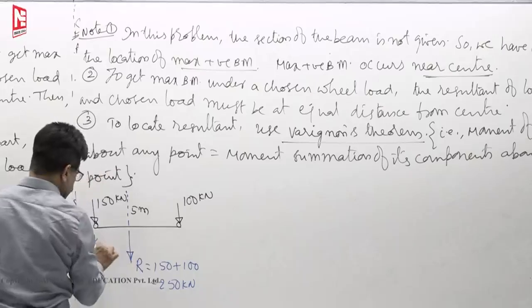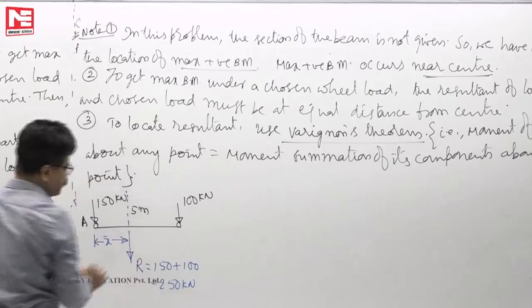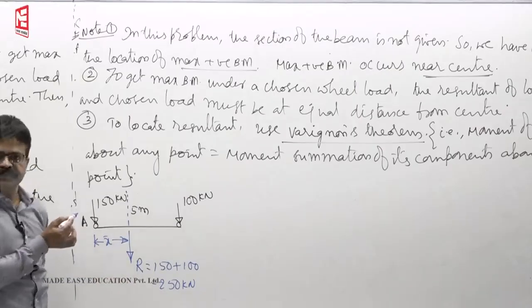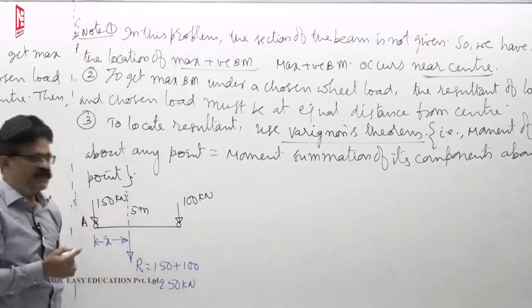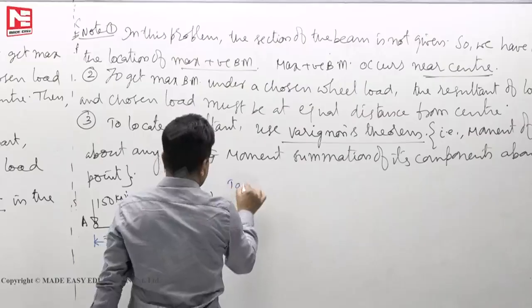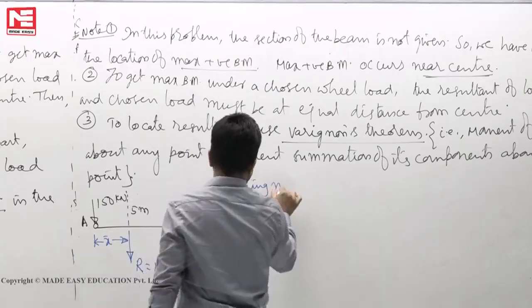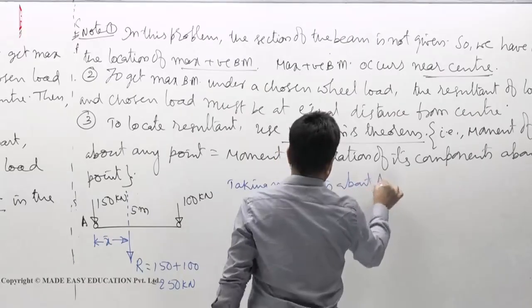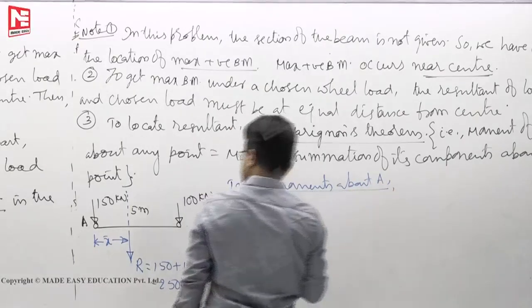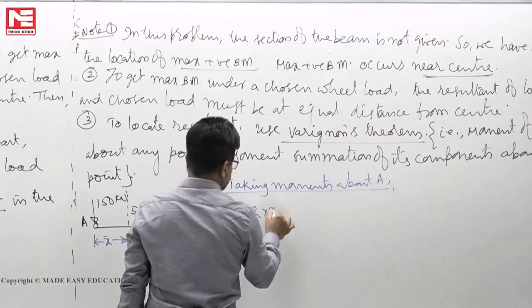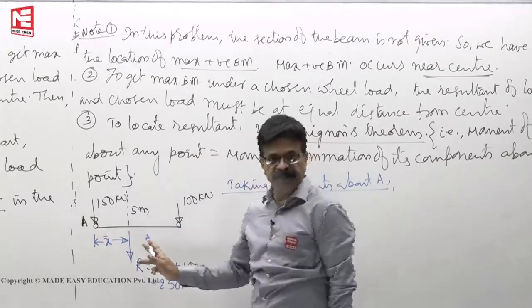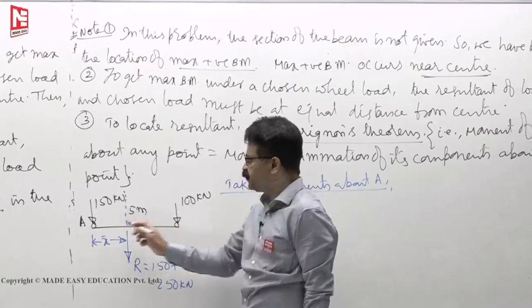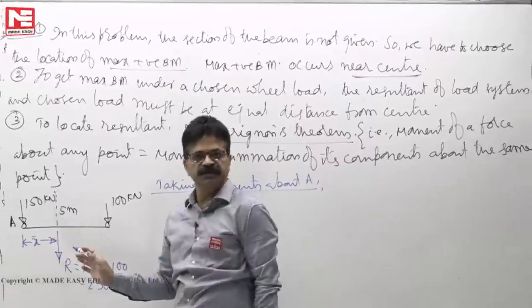Now, where will it act? Assume that it acts at a distance of x bar. Moment of a force about any point is equal to the moment summation of its components. So, taking moments about A, R into x bar, see where it is not in equilibrium. R into x bar is equal to 100 into 5 plus 150 into something like that, we should not do.